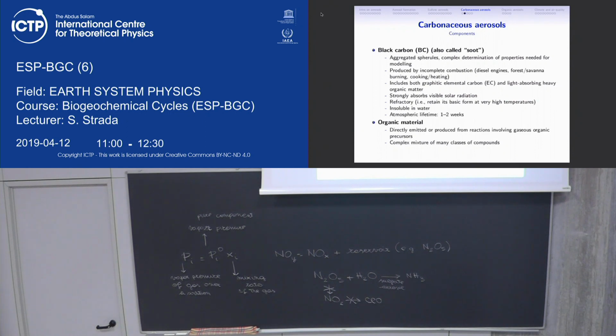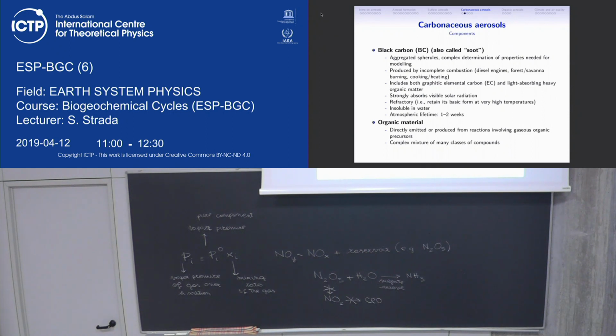So black carbon is also called soot, and is mainly the product of incomplete combustion. For example, resulting from biomass burning, cooking or heating burning. Diesel is one of the sources of black carbon. Under the family of black carbon, we have also elemental carbon, and both strongly absorb the visible solar radiation. They keep their basic form even at high temperature, so they are highly stable, and they are insoluble in water. And their lifetime is longer compared, for example, to sulfate.